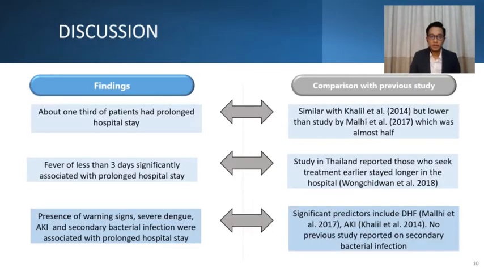And for discussion, more than one third of patients had prolonged hospital stay, quite similar to the study by Khalid et al. 2014. The study also discovered that patients who presented with fever of less than 3 days were significantly associated with prolonged hospital stay, and this is in concordance with a study in Thailand that reported patients who seek treatment earlier stayed longer in the hospital. Findings also revealed the increasing number of warning signs from 2 to more than 4 was associated with increased odds of prolonged hospital stay. Other significant findings were presence of warning signs, severe dengue, and acute kidney injury, in agreement with other studies.